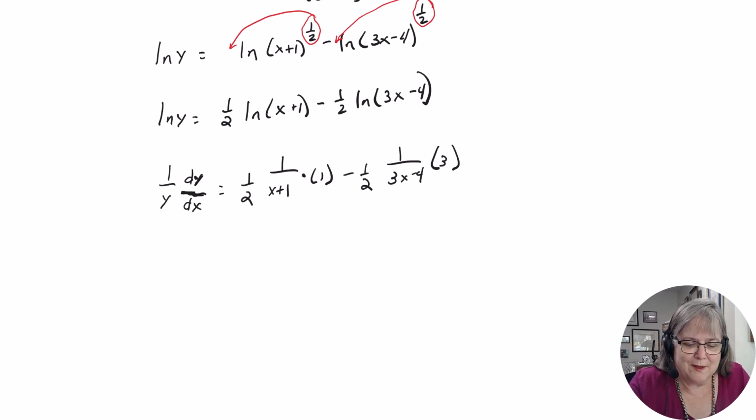Now I wouldn't say this is making me feel really too good. This is 1 over 2 times x plus 1 minus 3 over 2 times 3x minus 4. Whatever we can do to make it look a little better kind of makes your brain feel not quite so weirded out.